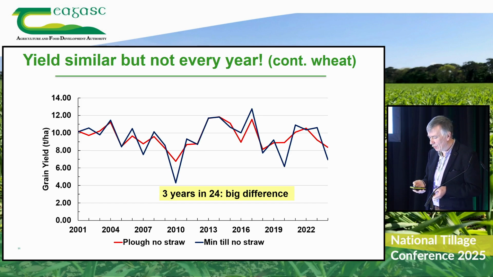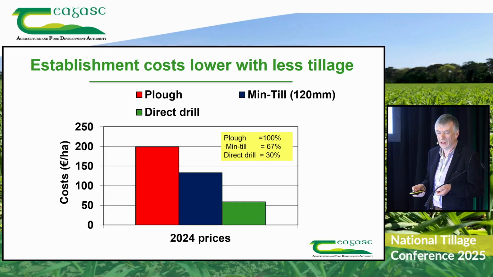And that is a challenge for the system. A challenge which probably forces farmers into earlier sowing, which brings its own challenges on top of that. So three, maybe four years in 24, there is a difference in favour of ploughing in those years, otherwise quite similar. Just a very simple graph showing our impact on machinery costs, if you like.